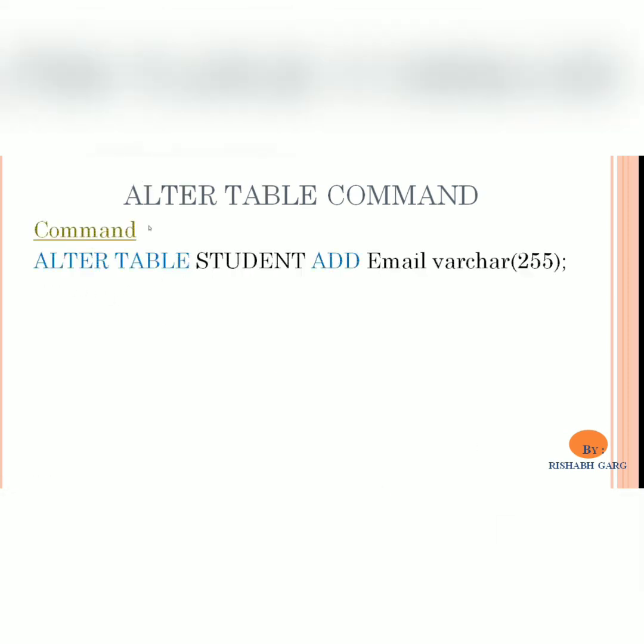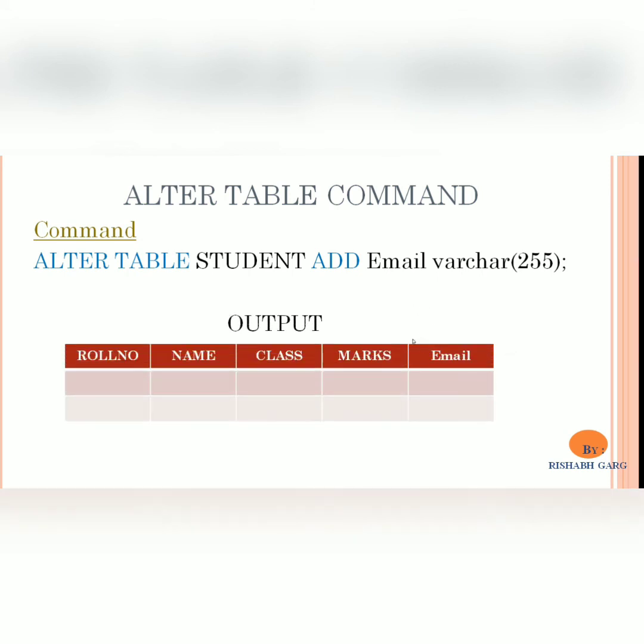First we will write alter table, that is our command name. After that we will write table name, that is student. After that we will use add keyword. After that we will write our new column name along with the data type, and at last we will use semicolon for terminating our command. When we will execute this command, then one new field, that is email, will be successfully added in the student table. I hope it's clear to all of you. Let's see the another use of alter table command.